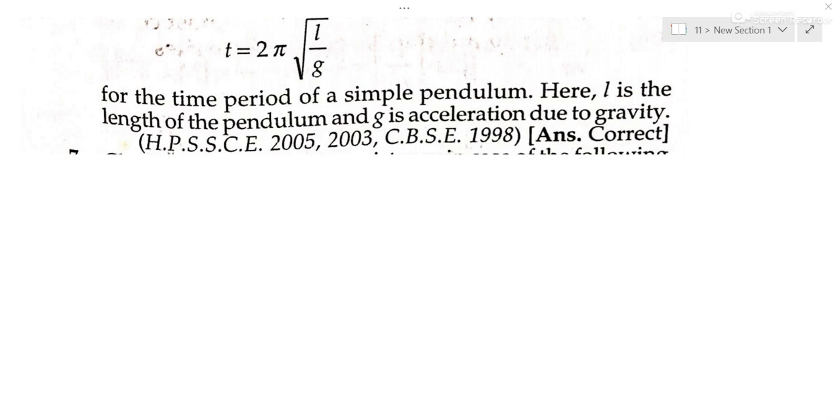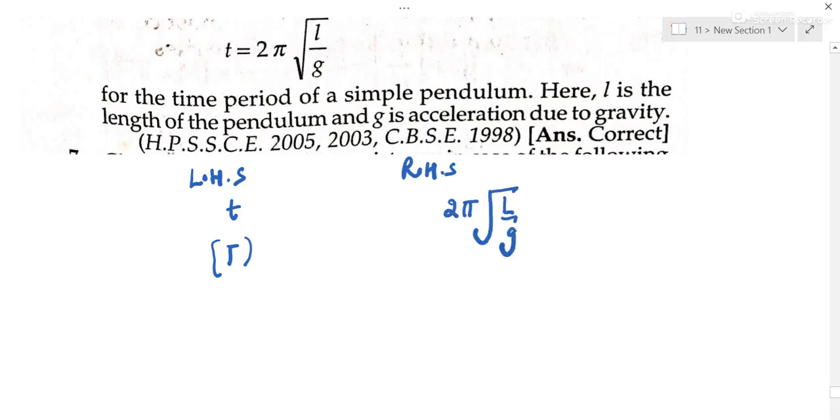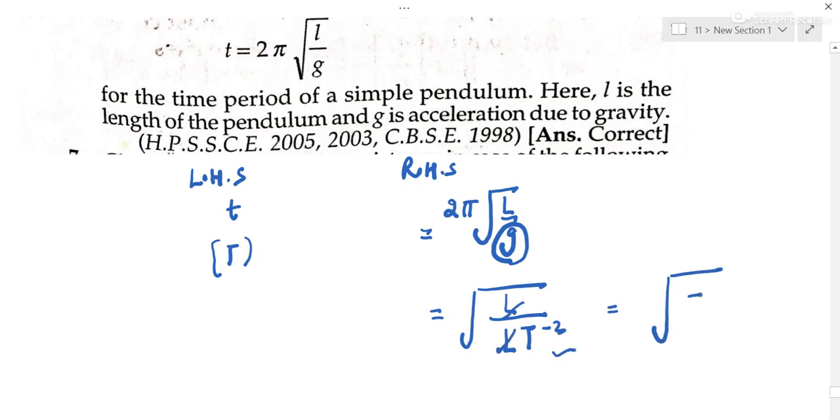Let us check this. Left hand side is T. T is time. Ready. Right hand side is 2 pi root L by g. 2 pi is dimensionless, so we will not write anything. Now it is root. L is L. This is acceleration due to gravity, so it is LT^-2. L cancel. So this is equal to root, T^-2 will go up, so it is T^2, and 2 and square root will be cancelled, so this is T. So yes, it is dimensionally correct. This equation is dimensionally correct.